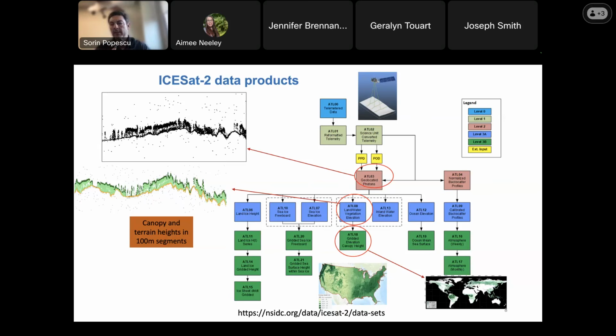An upcoming product is the gridded elevation and canopy height, ATL18, and pretty soon I will talk to you about a somewhat similar canopy height model that my lab group has derived. I want to make sure that you understand this is not the ATL18 product, which will have a different spatial resolution. ATL18 will cover the Earth globally, whereas the product that I'll be talking to you about is only at continental extent.